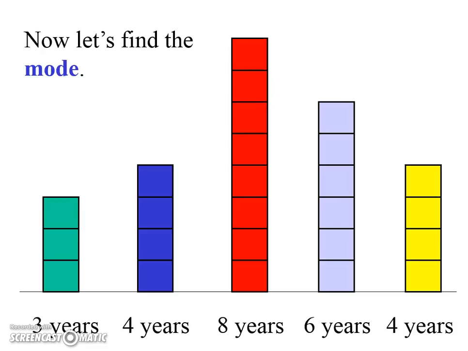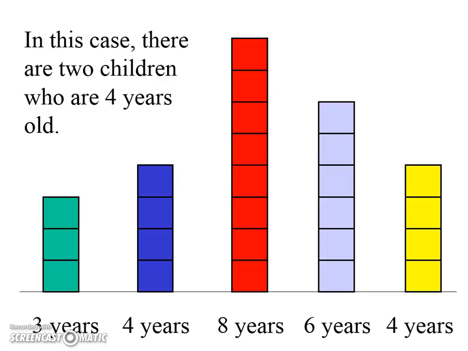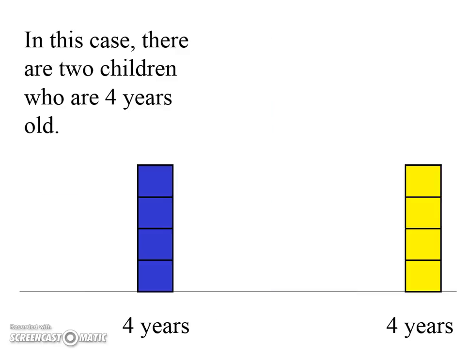The mode is just the data value that appears most often. So in this data, we look at the children's ages, and there are 2 children who are 4 years old. Therefore, 4 is the mode.